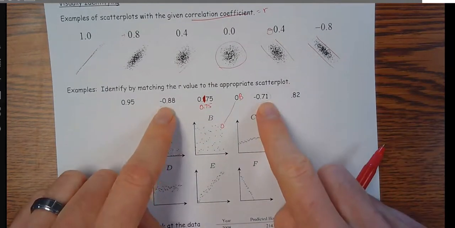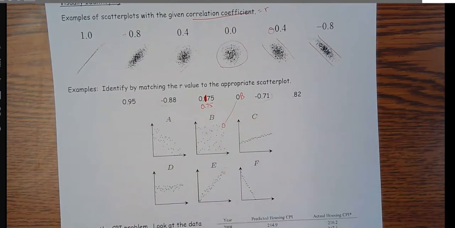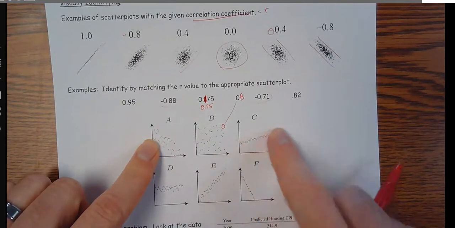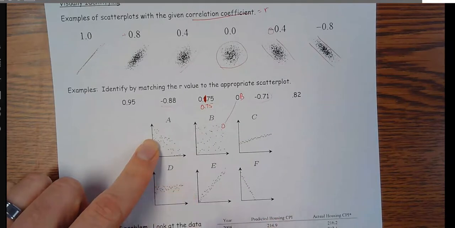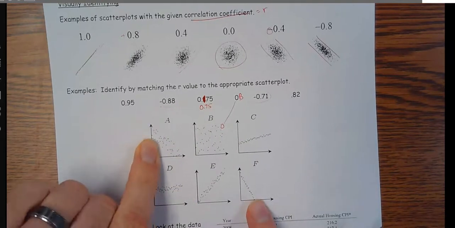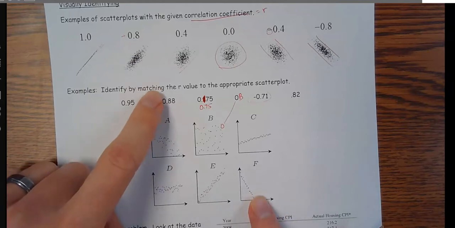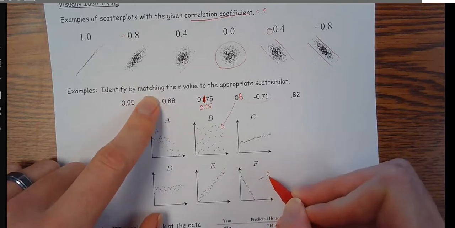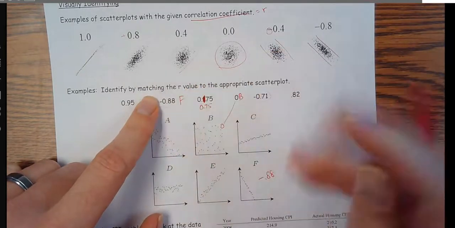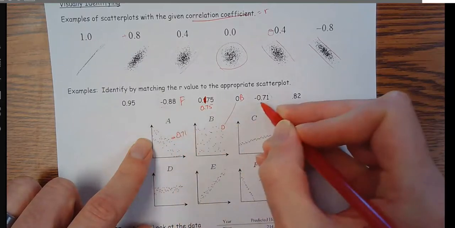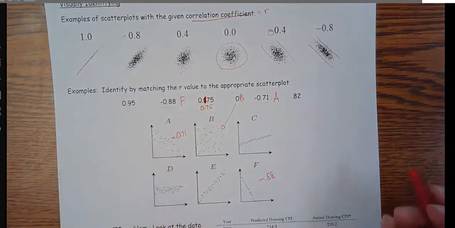Now think negative. Out of all these, which ones are negative? Well, here's a negative, here's a negative. The rest of them, this is positive, positive, and just slightly positive. It's going up. So these are both negative, and this one's stronger. So what would be considered a stronger negative would be negative 0.88. So that's F. And then the other one would be a negative 0.71. So that'd be A. Okay.